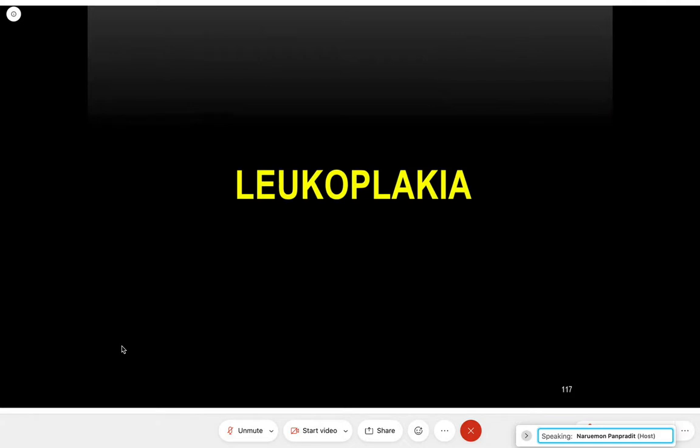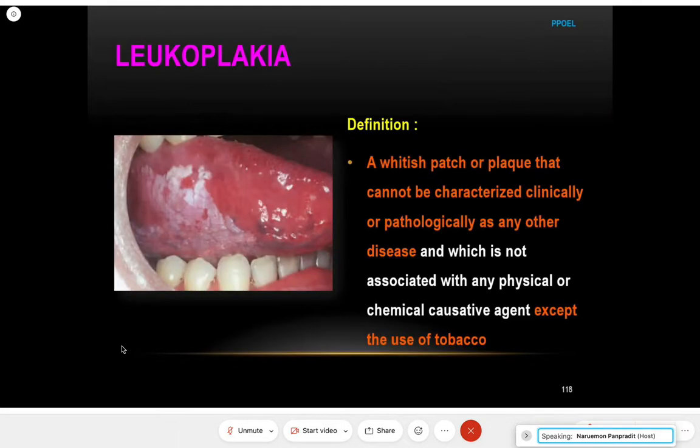Start with leukoplakia. Leukoplakia is, in Thai, a white patch of unknown cause. It is a white patch or plaque that cannot be characterized clinically or pathologically as any other disease. So you cannot put it in frictional keratosis, and you cannot put it under another name. So you put it under the word leukoplakia.